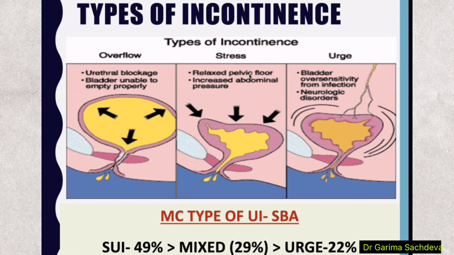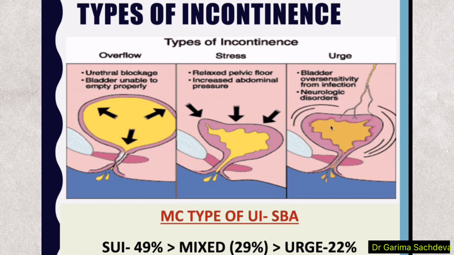Stress is when there is increased abdominal pressure or there is weakness of the supports, the supports which support the bladder neck. So whenever there is an increase in the abdominal pressure, like if the patient coughs or sneezes, there is leakage of urine. That is stress urinary incontinence.